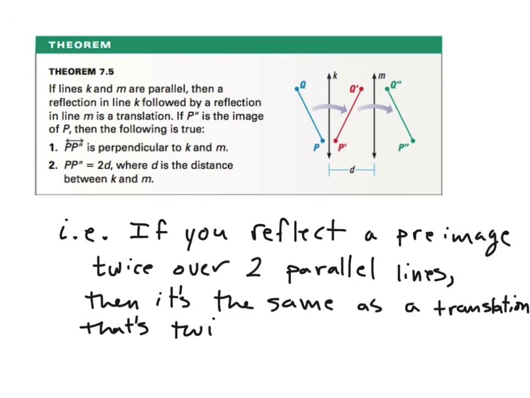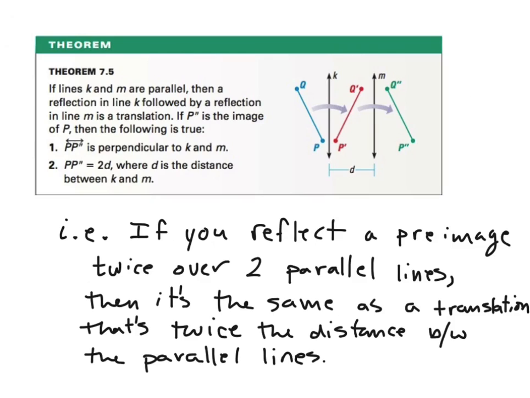So, let me read it again. If you reflect a pre-image twice over two parallel lines, then it's the same thing as if you just translated it. How far did you translate it? Well, you take the distance between the parallel lines and you double it. That's how far you translate.